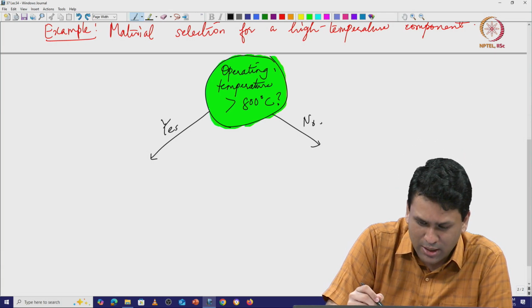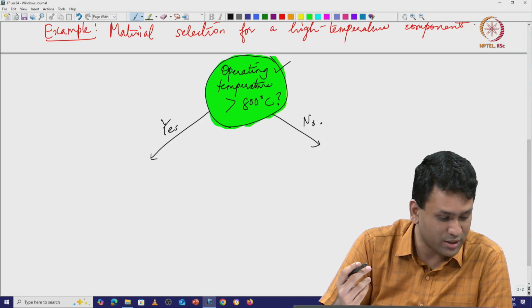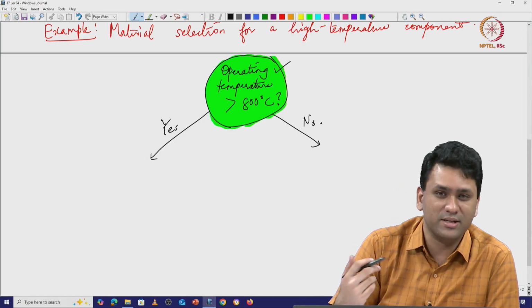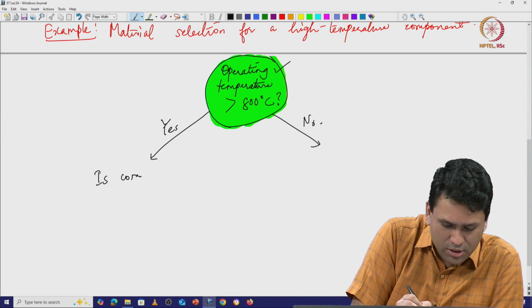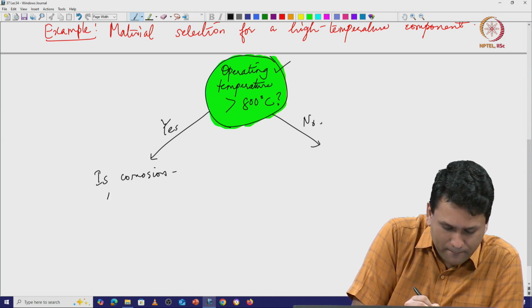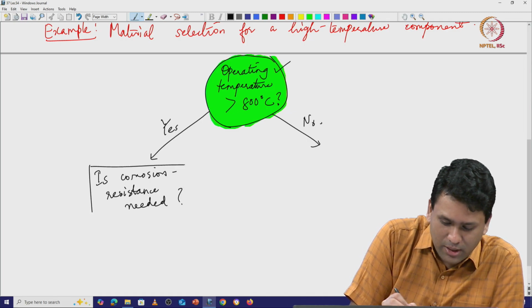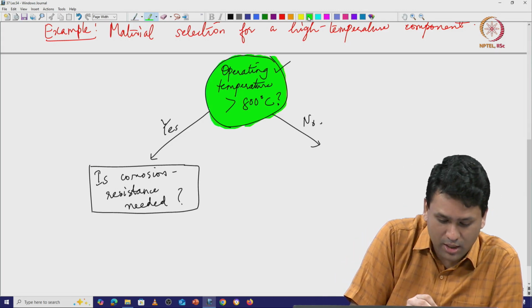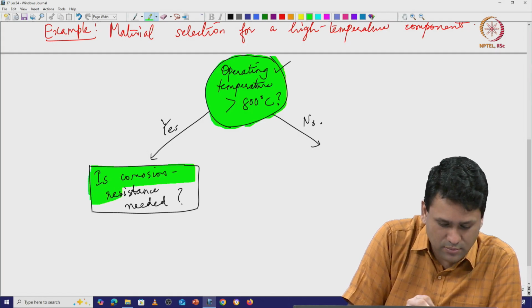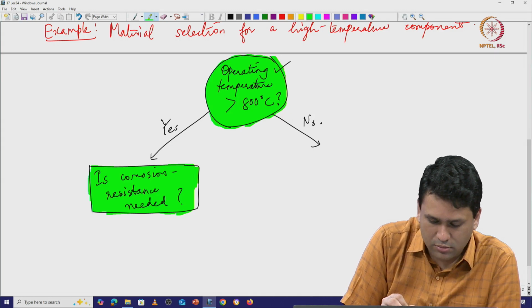Here the feature space is the feature space of the process: what operating temperature is there, what kind of material property requirement is there in that process, and so on. The next question one could ask, for example, is: is corrosion resistance needed? And again the answer would be a yes or a no. This is again a decision node, so I am going to mark it in green color.